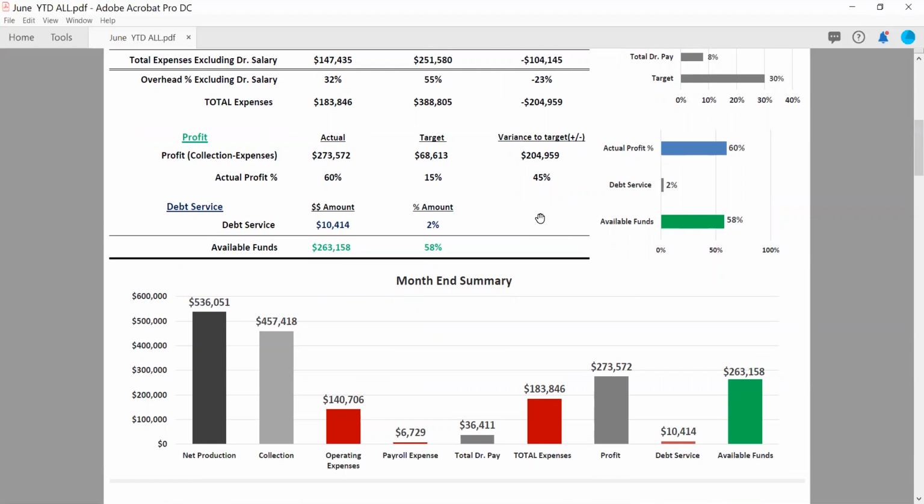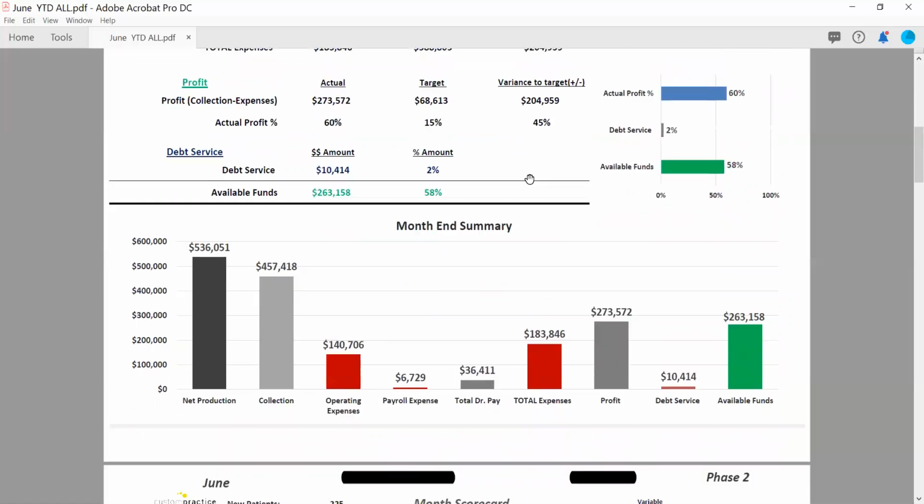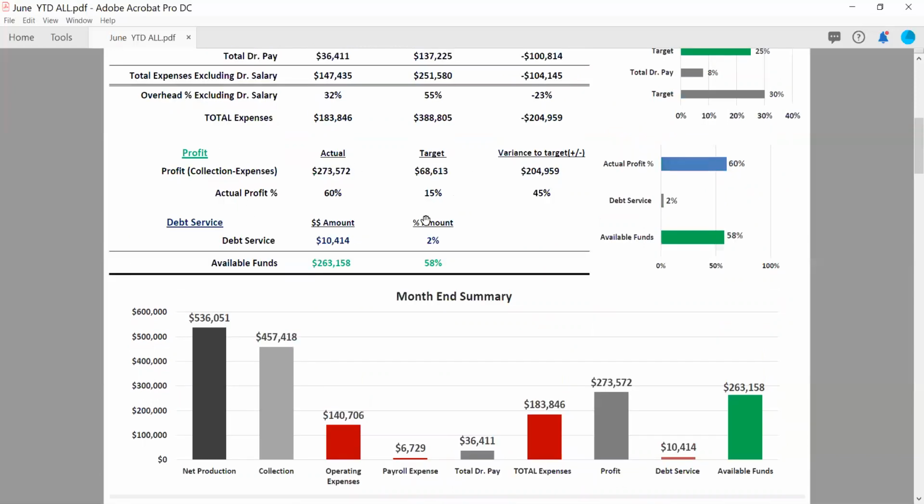Below that, you can see the profit versus actual versus target. Again, this is all based on phase 2. In this case, it was a massively profitable month because of the PPP lending. So all this is kind of skewed, but it gives you an idea of what to look for, what we're looking at. And below that, you know we include debt service to show you what we call available funds here, which is the true take-home cash to you.